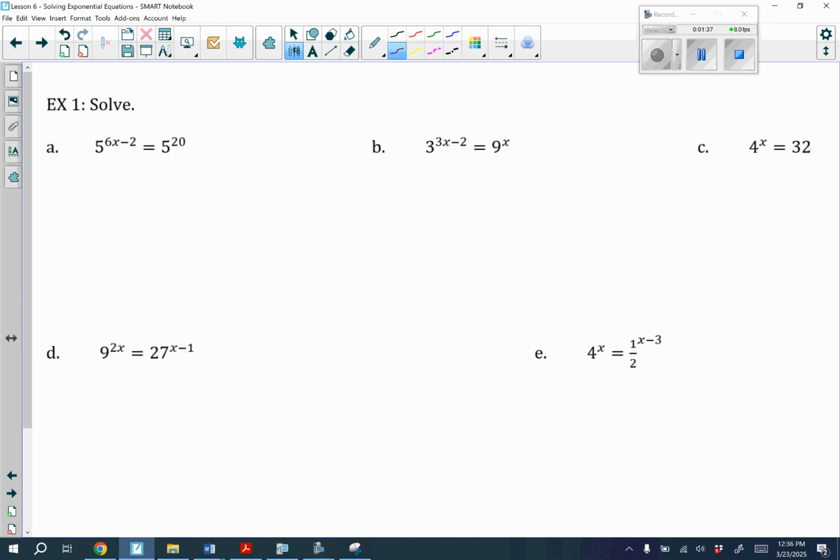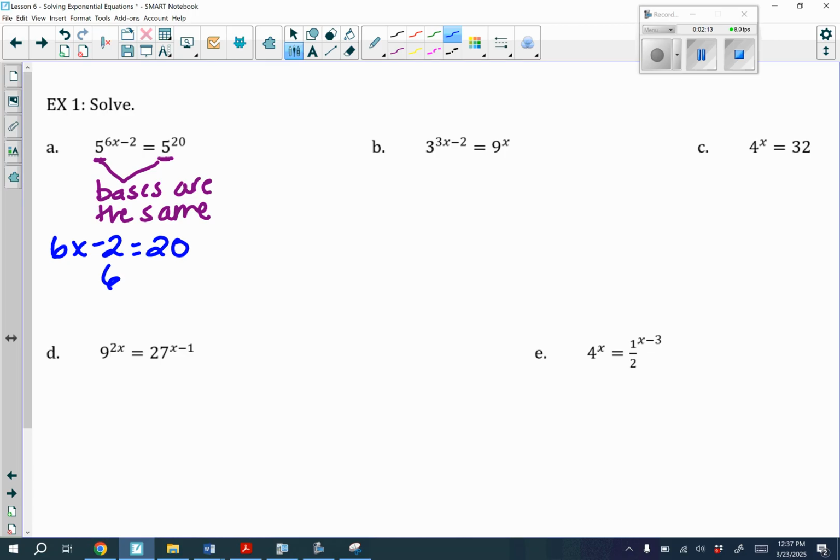Okay, now let's go and look at example 1a. So we have 5 to the 6x minus 2 power equals 5 to the 20th. So notice here that our bases, which are 5s, they are exactly the same. So they are the same number. So because our bases here are the same, what we can do is set the exponents, which is 6x minus 2, and the 20, we can set those equal to each other. So now we have 6x minus 2 equals 20, and now we just solve for x.